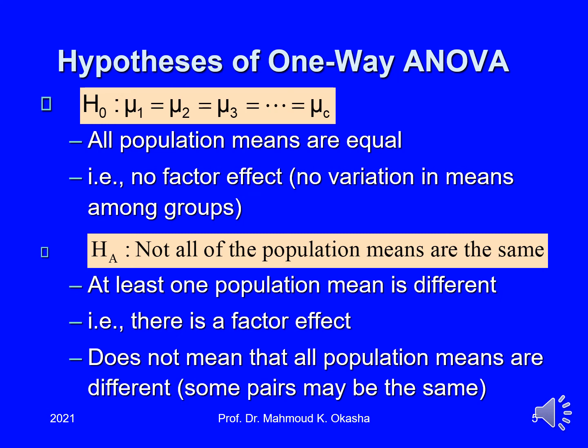In our agricultural experiment, if you give less water or more water, you will get the same production. There is no effect of water. If the null hypothesis is true, then there is no effect of water, so no factor effect or no variation in means among the groups.